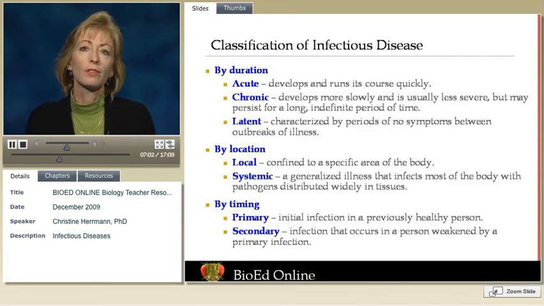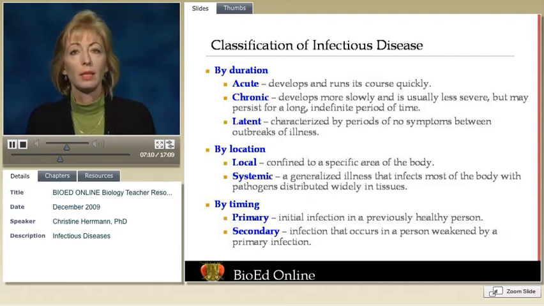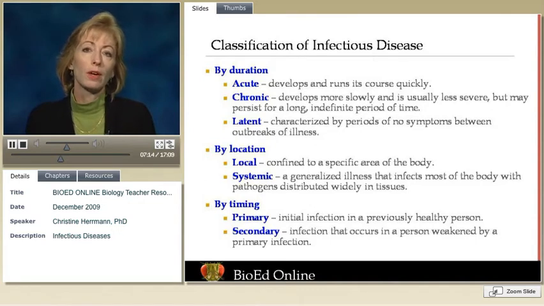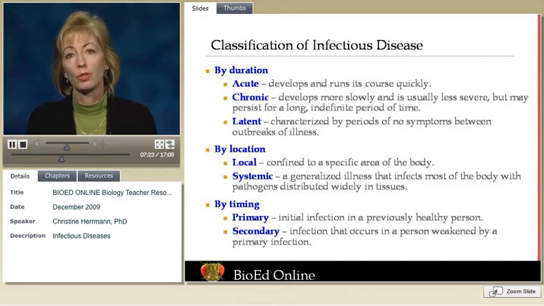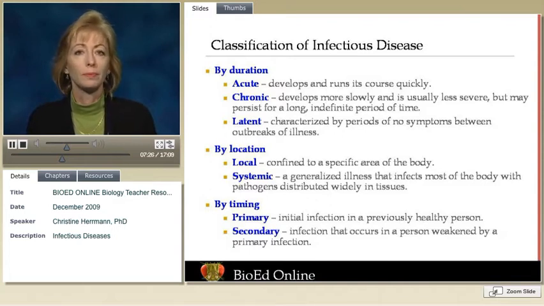Infectious diseases are classified in different ways: by how quickly they run their course, by how widespread their localization is in the body, and by the order in which they infect individuals. The duration of infectious diseases varies. Some run their course quickly, others may persist for a long period of time. Acute diseases develop and run their course quickly. An example of an acute infection is the common cold.